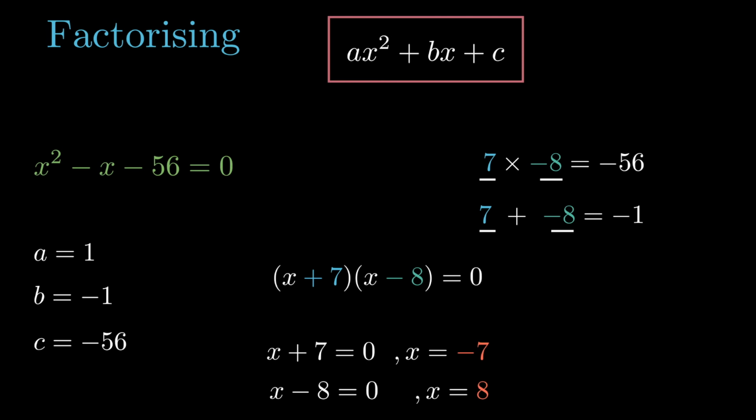So we can plug one of the solutions into the equation. So we get 8 squared minus 8 minus 56 equals 0. So 8 squared is 64, 64 minus 8 is 56, and 56 minus 56 is equal to 0. This shows us that the solution is correct and our answer is right. And that's the last question done for this video.